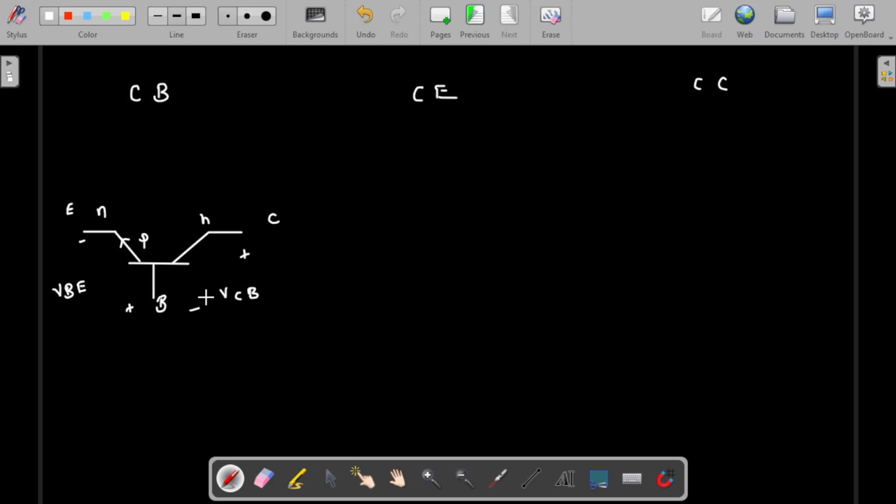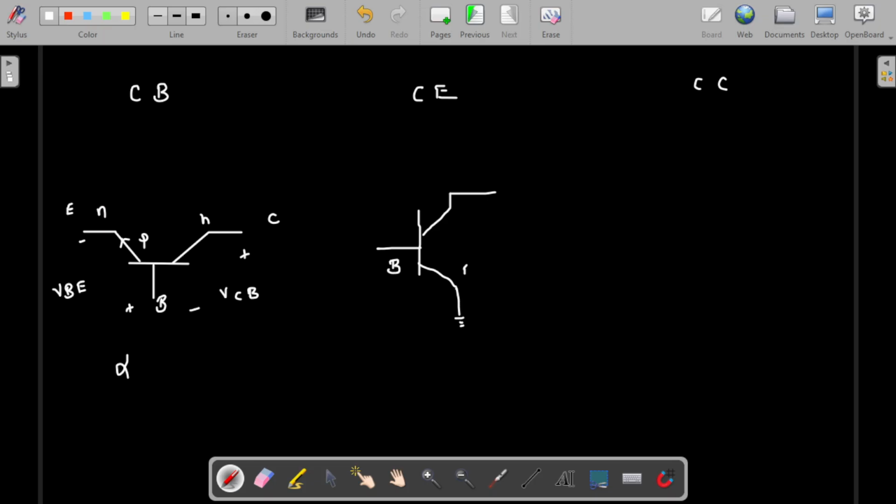So this is with the VCB configuration. Here this is common base. The current gain formula will be alpha. So this is how the configuration can be represented here. This will be mentioned like this. This will be used to ground or apply any kind of potential. So that is not a problem.